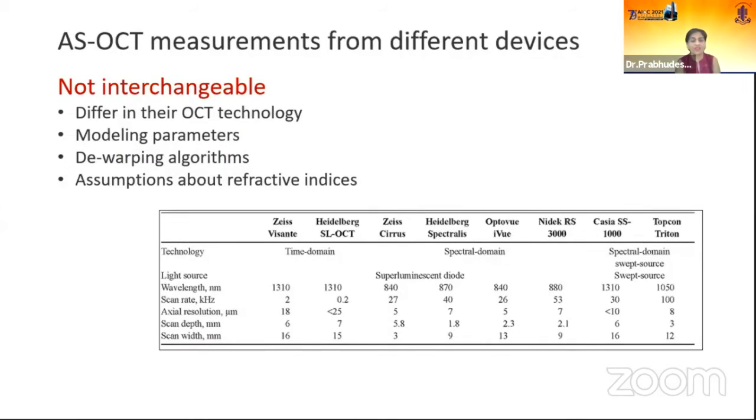surgery. There are various OCT technologies available, but the information available is not interchangeable because they differ in their technology, modeling parameters, dewarping algorithms, and assumptions.